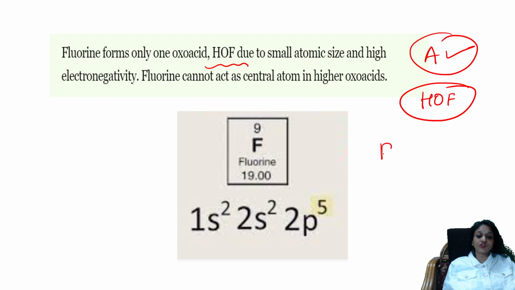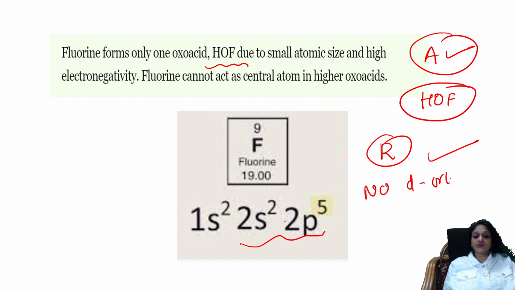Fluorine doesn't have d orbitals. Yes, the reason also is right. It has no d orbitals. It can't expand also because of its small size. That's the reason. Assertion and reason are both right.